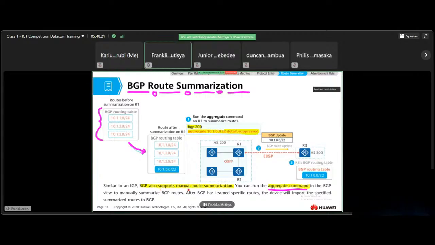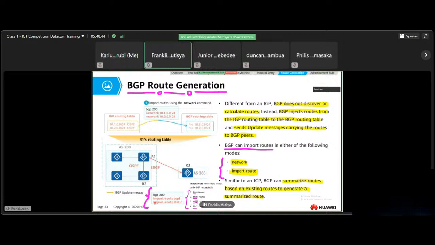So BGP supports manual route summarization. You can run the aggregate command in the BGP view to manually summarize BGP routes. After BGP has learned specific routes, the device will import the specified summarized route into its BGP. So how does BGP learn routes? These routes are manually injected. We inject them using the network command or the import-route command.